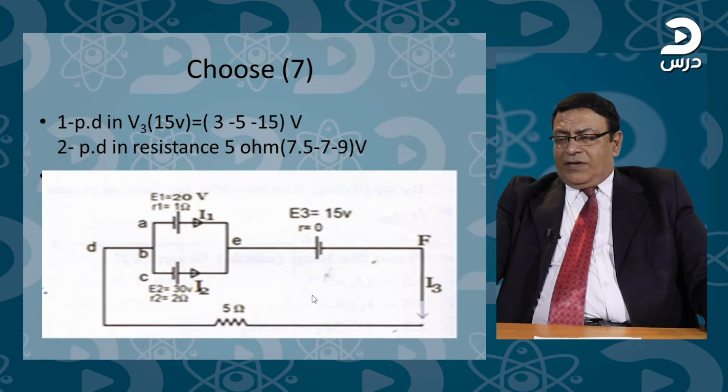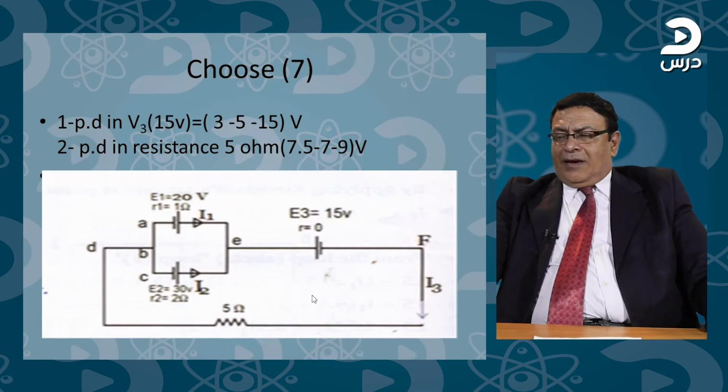شايفين السيركل في هنا E1 ب 20 فولت والR1 ب 1 اوم، الكرنت باس in this battery I1. في هنا lower E2 equal 30 فولت والR2 ب 2 اوم. هنا ال E3 ب 15 فولت والinternal resistance ب 0، وفي هنا ال I3 pass in 5 اوم. يبقى الانون عندي ال V3 والبوتنشال ديفرنس في 5 اوم.